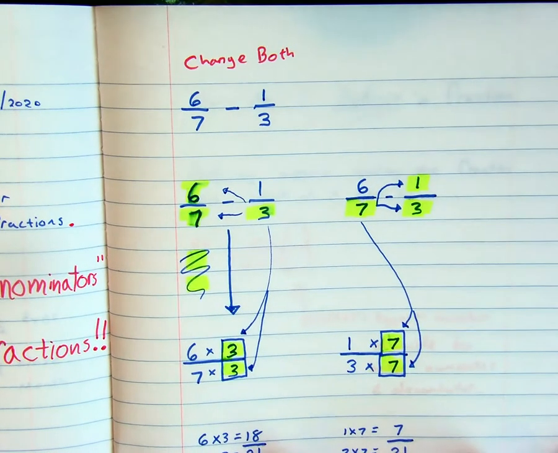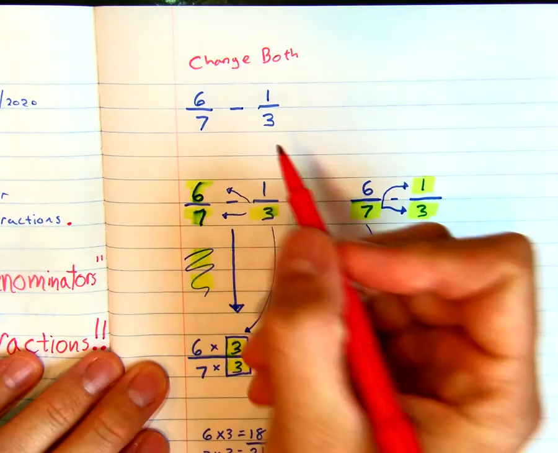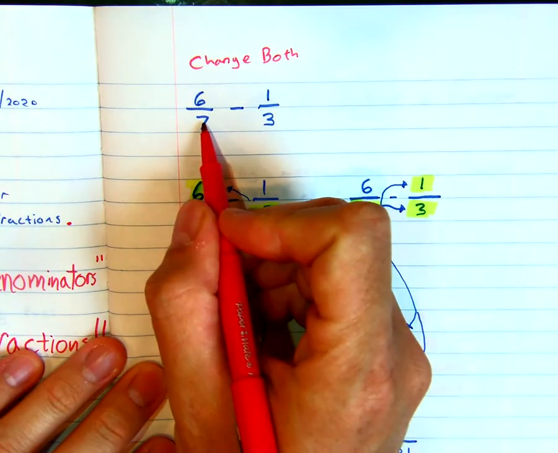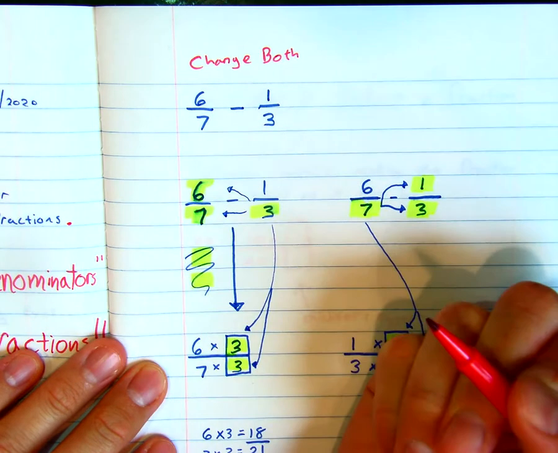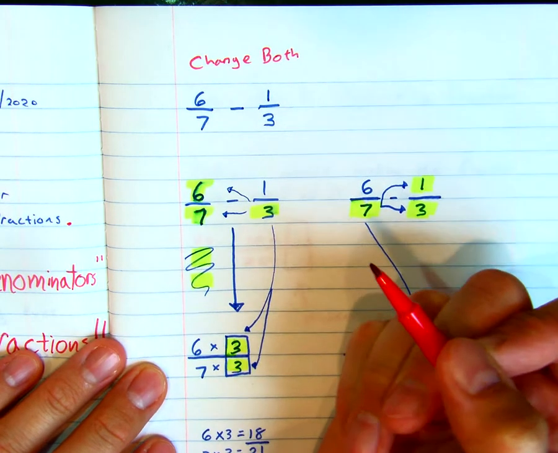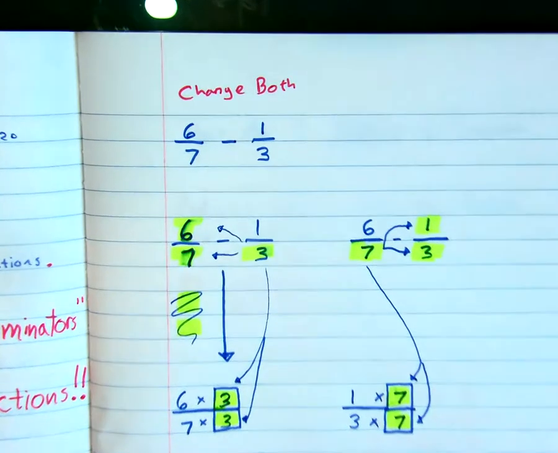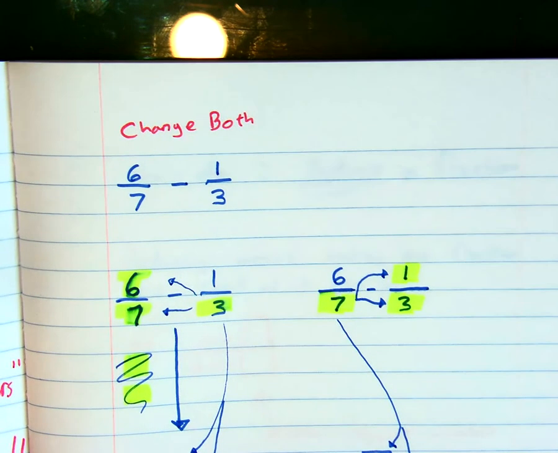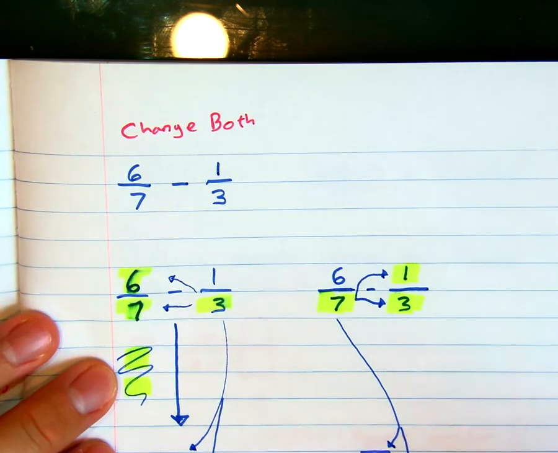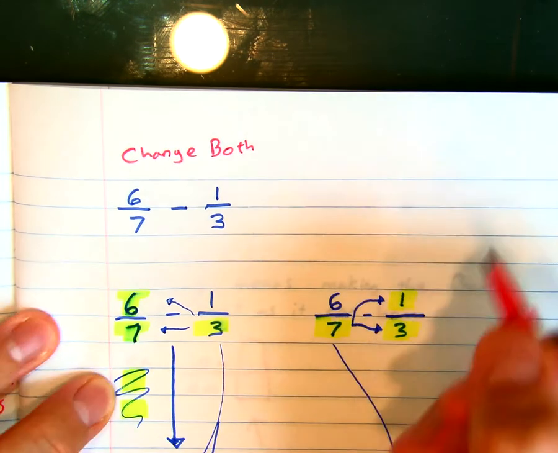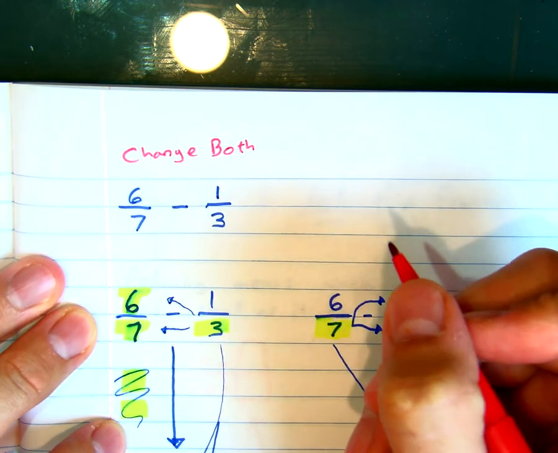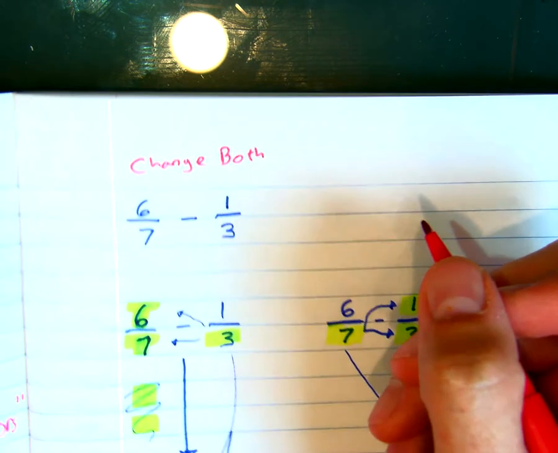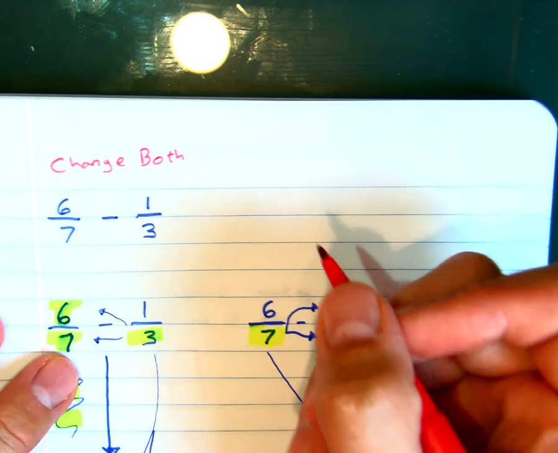All right, here's a scenario where we need to change both. I cannot turn a 7 into a 3 through division, and I can't turn a 3 into a 7 through multiplication. So what I need to do is find a number that they both can turn into. We can do this one of a couple of ways. One way would be to simply list out the numbers we can create with them through multiplying, or multiples.